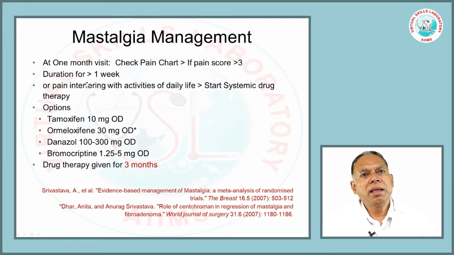So, a lady in whom pain persists and remains severe, that is more than 3 on a scale of 0 to 10, it lasts for more than 1 week in a menstrual cycle, or any pain interfering with the activities of daily life, we offer systemic drug therapy in the form of Tamoxifen or Ormeloxifene. Danazol and Bromocriptine are currently not used as first line drugs, as they have severe side effects and high cost. Tamoxifen or Ormeloxifene are usually prescribed for a period of 3 months.